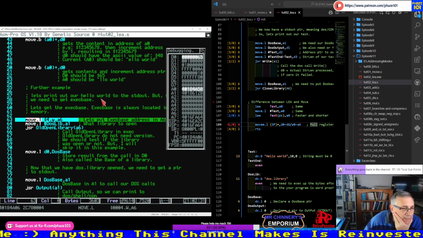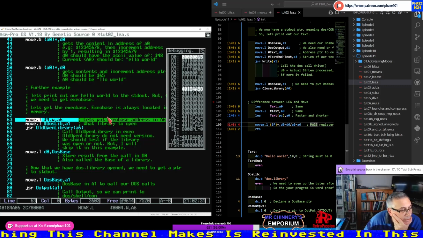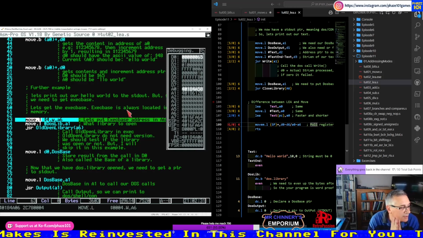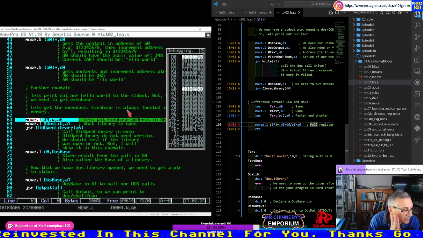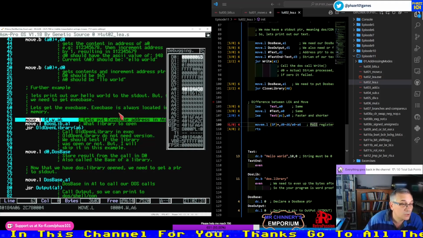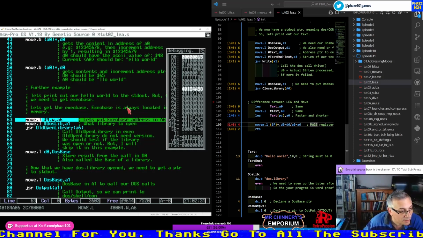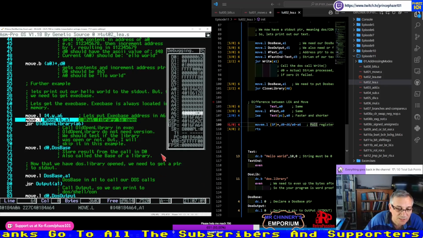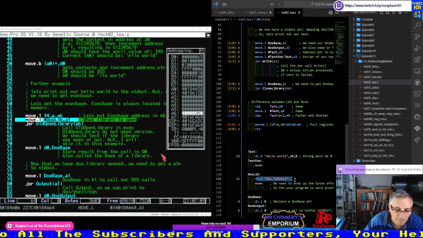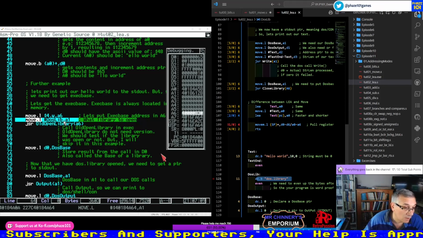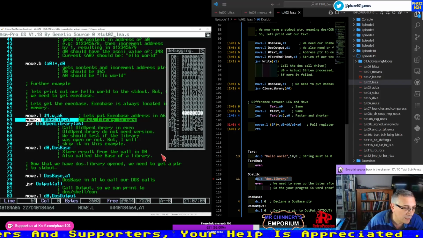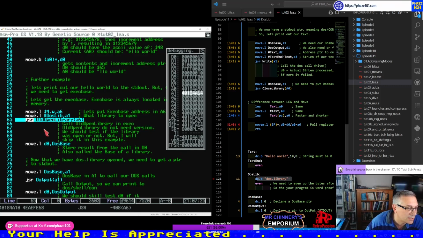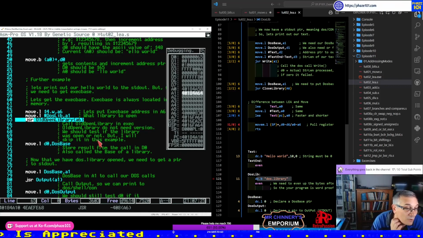So this example also shows how to handle libraries, okay? To open a library, you always need the exec base, which is address 4. So you move what we have in address 4 into A6. We want the DOS library, and we are specifying it down here. So we pass the name of the library into A1, and we call the old open library A6, okay? The old open library is specified in those constants that we had before.